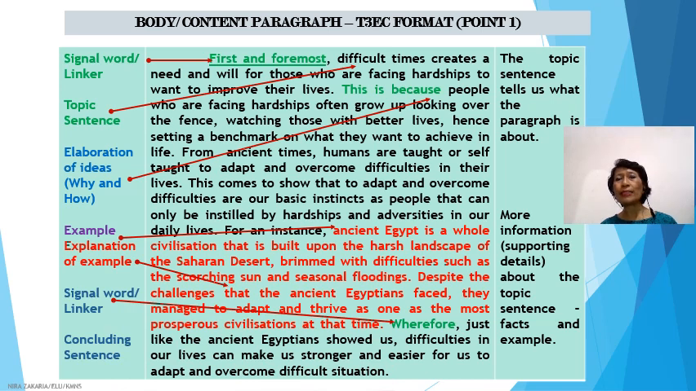And then you can see another linker used here, another signal word. Therefore, this is to signal the concluding sentence. You can come up with a different concluding sentence, or like I said earlier, you can repeat the topic sentence that you had at the beginning of the paragraph.